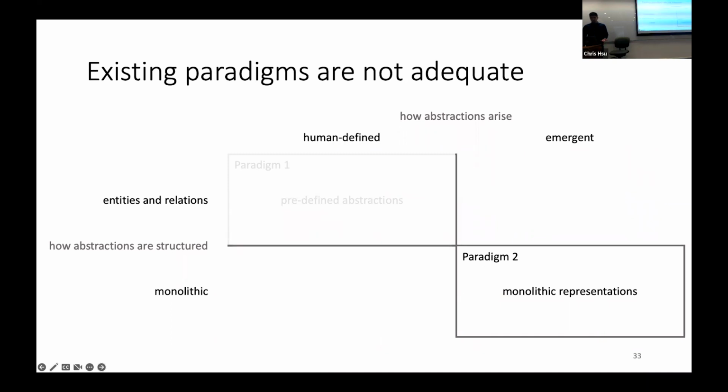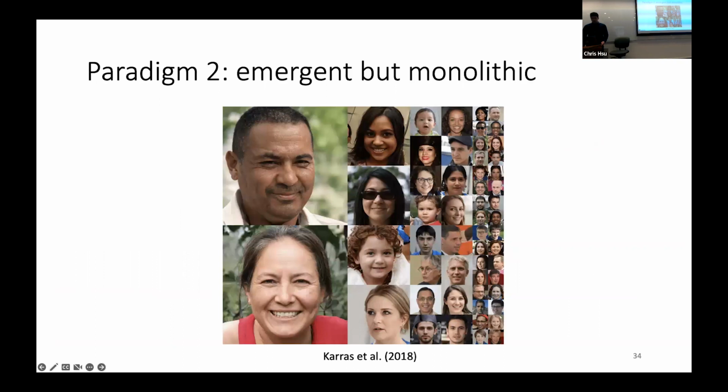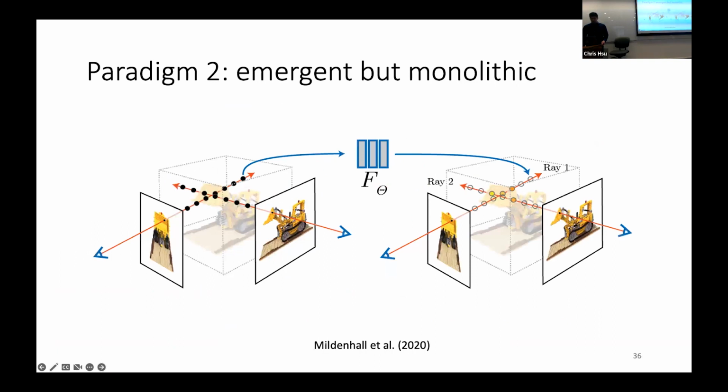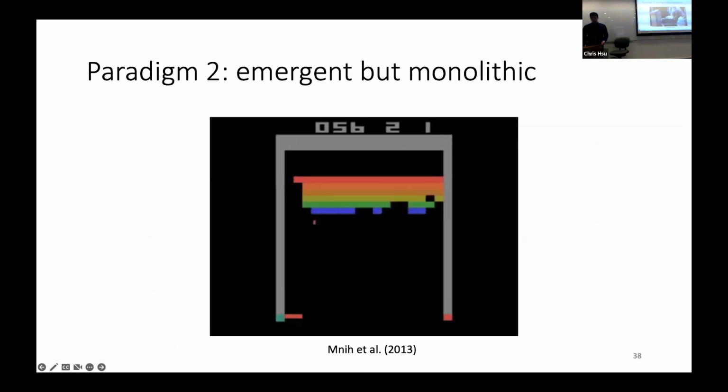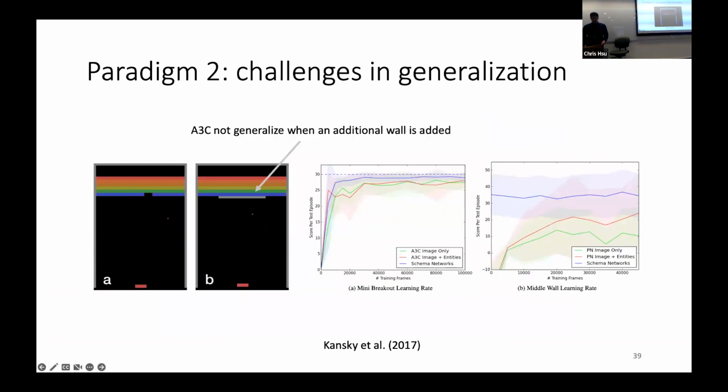Now, the other paradigm does not assume human-defined abstractions, but does not explicitly represent systems of entities and relations either. Instead, these approaches represent scenes monolithically and primarily excel in tasks that require a single focus of attention, such as a single face, or a single body, a single object to model, a single object to manipulate, or a single object to control. And empirically, the field has observed that monolithic representations tend to generalize poorly when new objects are introduced. So in this example, the A3C agent performs much worse when a wall is added to the Breakout game, even though it performs perfectly when the wall was not added.